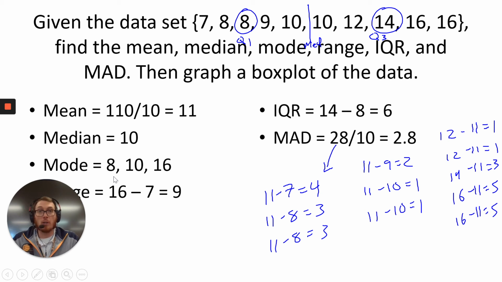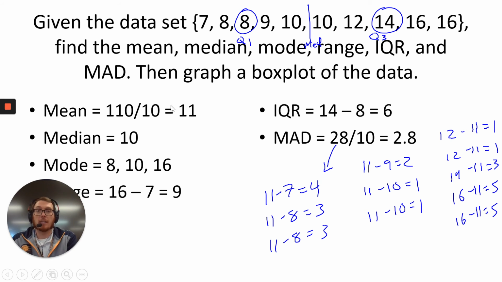The mode, there's 3 modes because there's 3 numbers that occur twice. The range is the highest minus lowest, which is 16 minus 7. The IQR would be Q3 minus Q1, so 14 minus 8, which is 6. The MAD is a little bit more complicated because you have to find all these numbers.